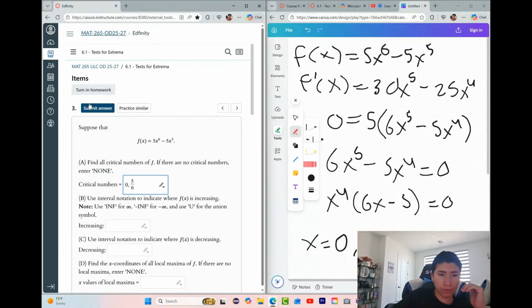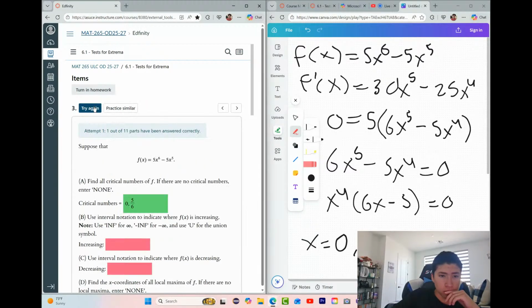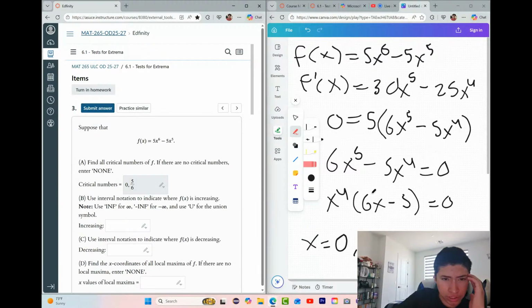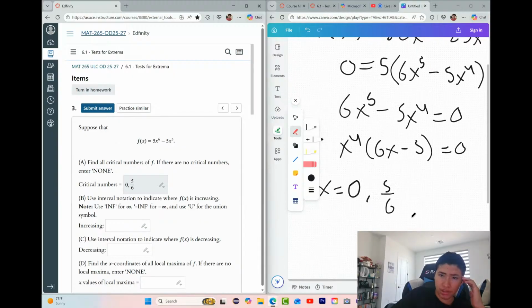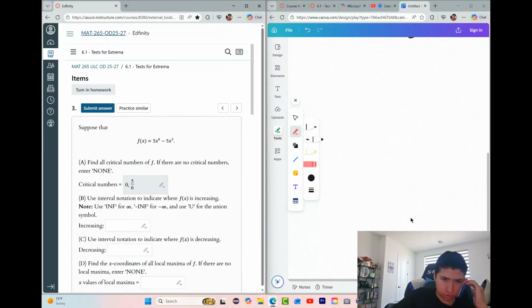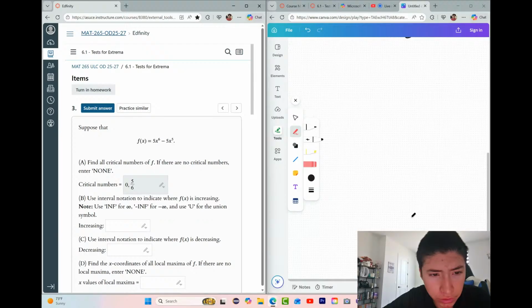And just check before we keep going. That's right. Yeah, we don't have any conditions, so this looks okay. Beautiful. Now, interval notation.